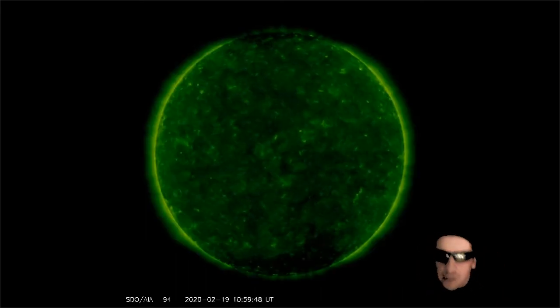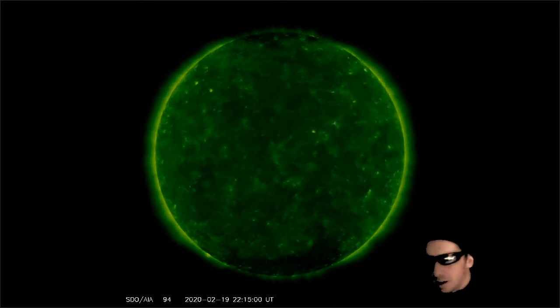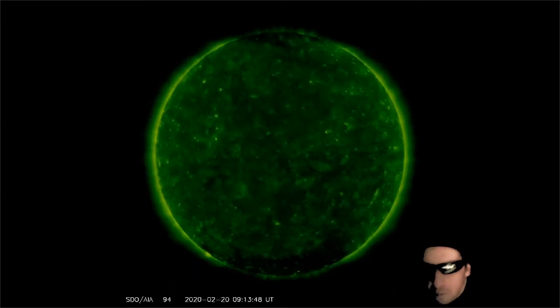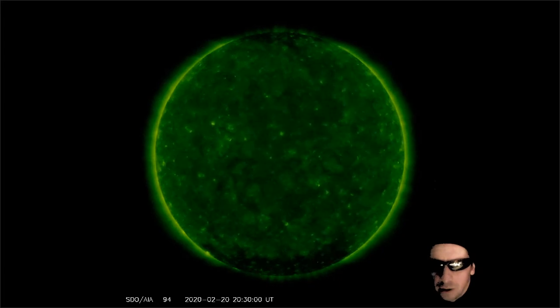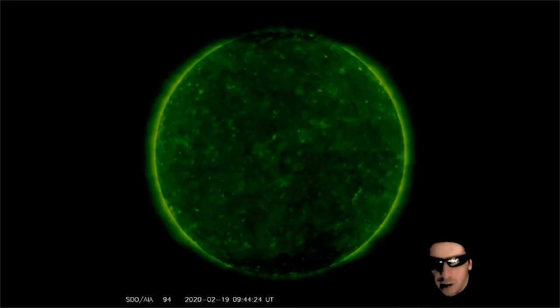Looking at the sun here at 94 angstroms, we see no sunspots. Pretty low levels of solar activity. We briefly got into geomagnetic unrest conditions several hours ago.